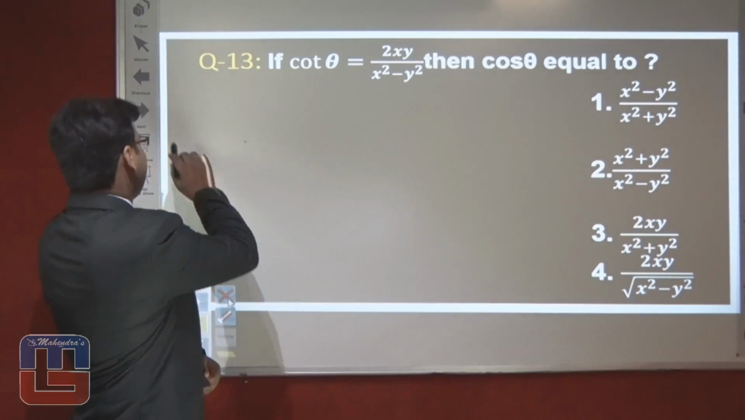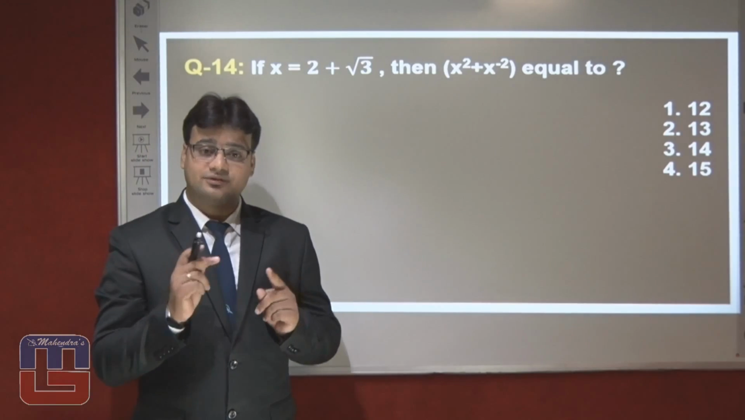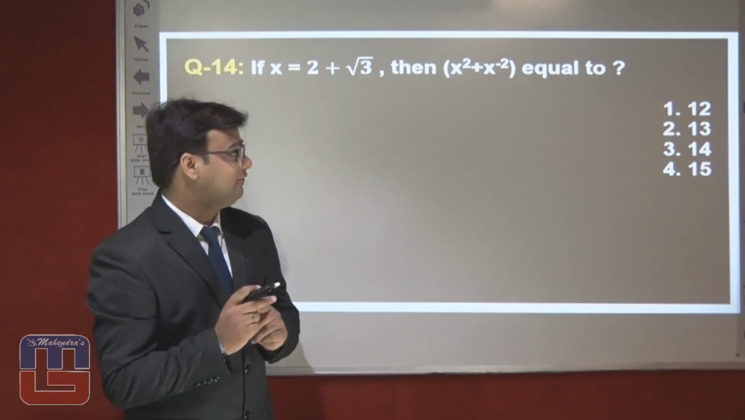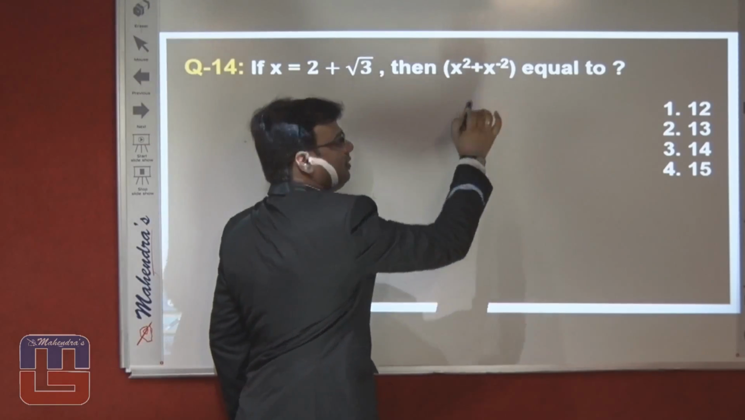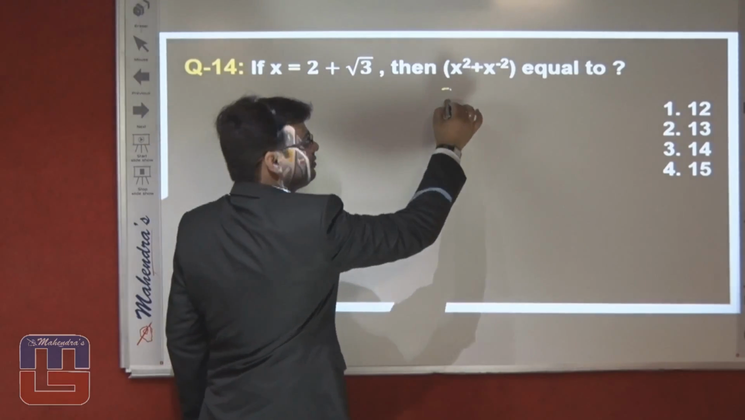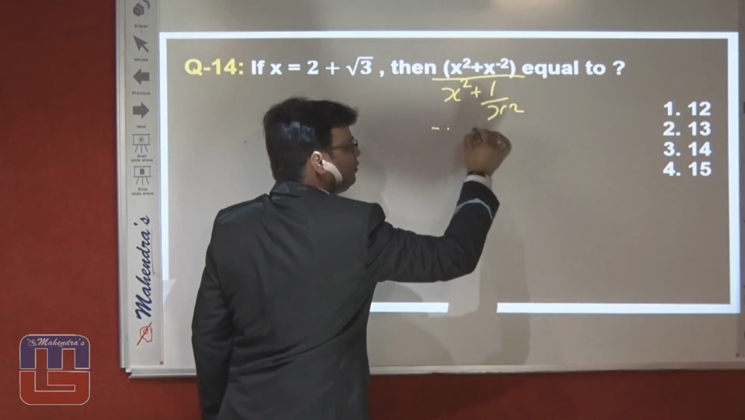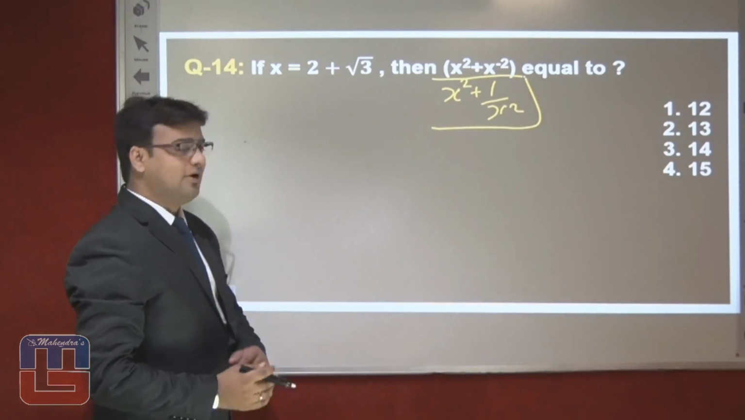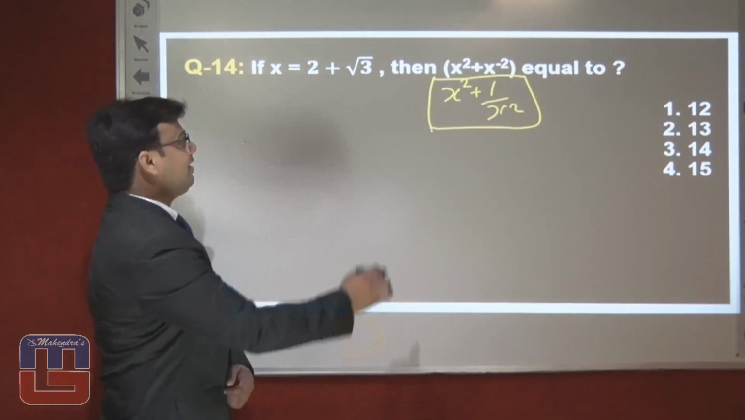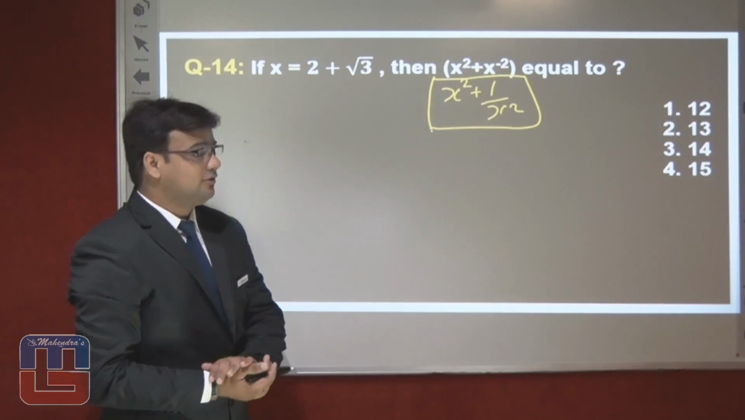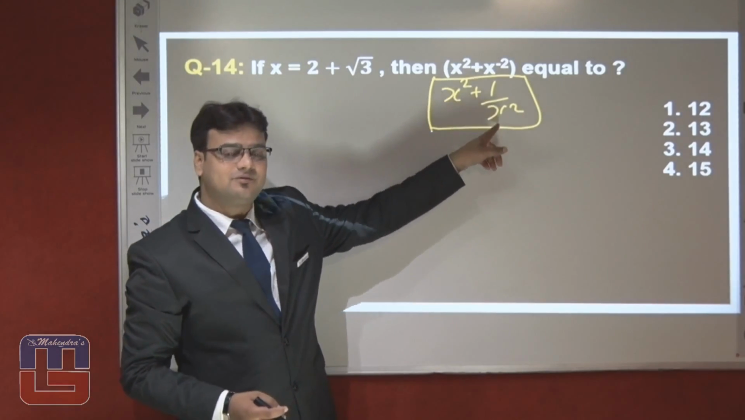See, next question. What is the next question here? x is equal to 2 plus root 3. Then find the value of x square plus x to power minus 2. That means x square plus 1 by x square. x to power minus 2 means we write it as 1 by x square. Here x is equal to 2 plus root 3. Here we require x square plus 1 by x square.